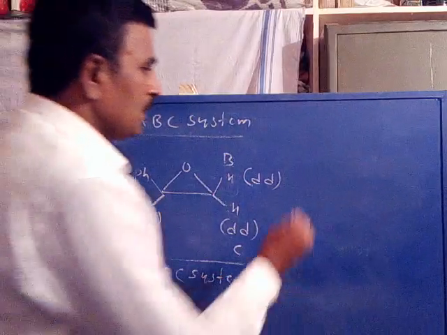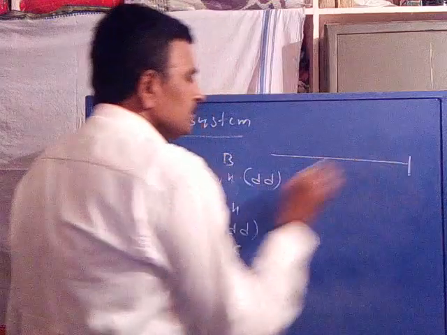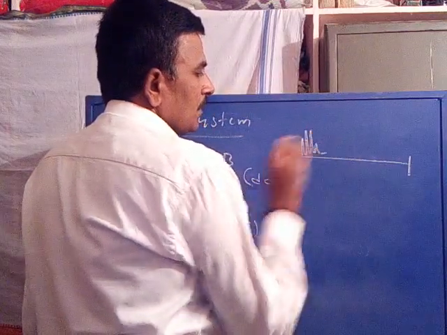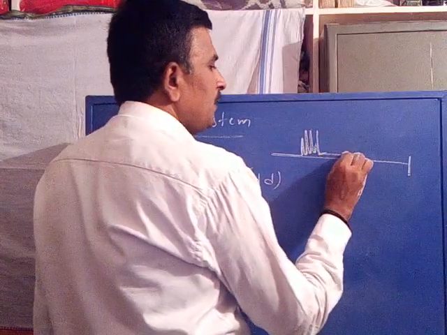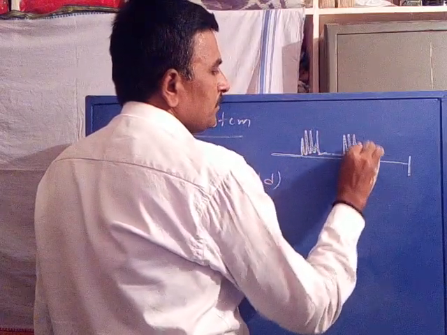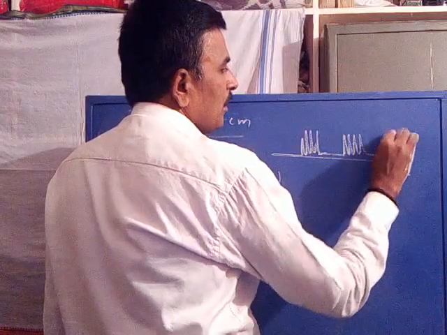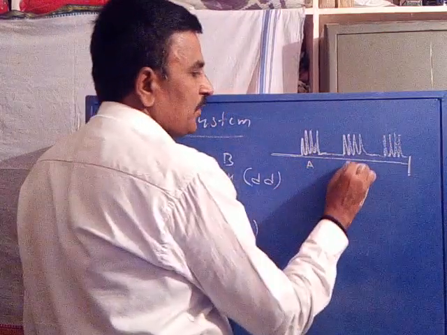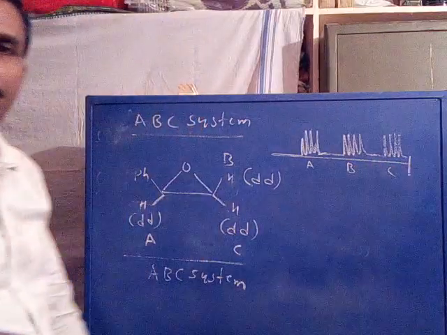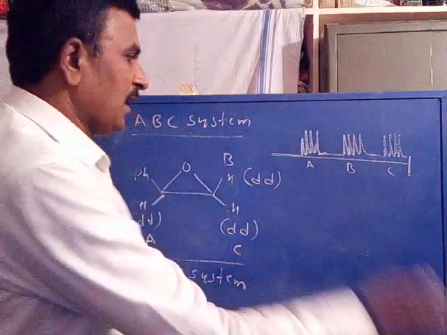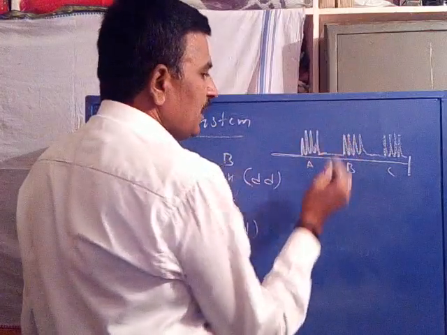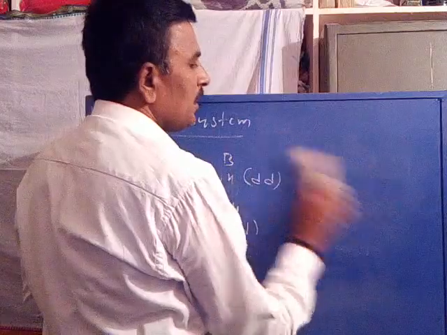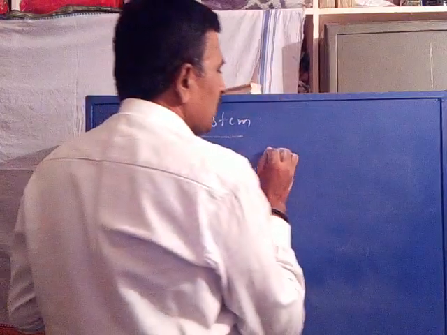ABC system. Now its spectrum contains a double doublet, and one more double doublet. This is for A, this is for B, this is for C. Three double doublet signals are up here. Now they are very close to each other. This is ABC. Sorry, they must be close to each other or very near to each other.